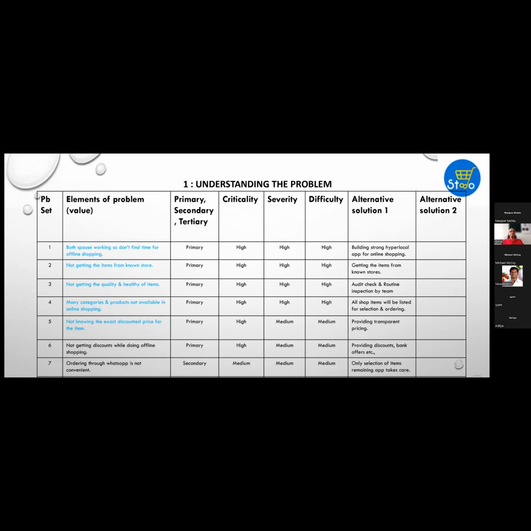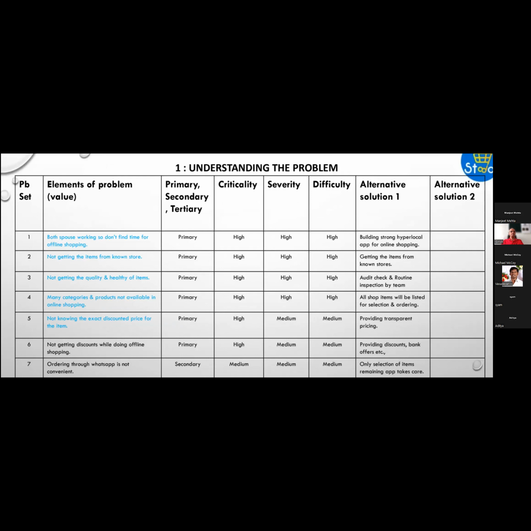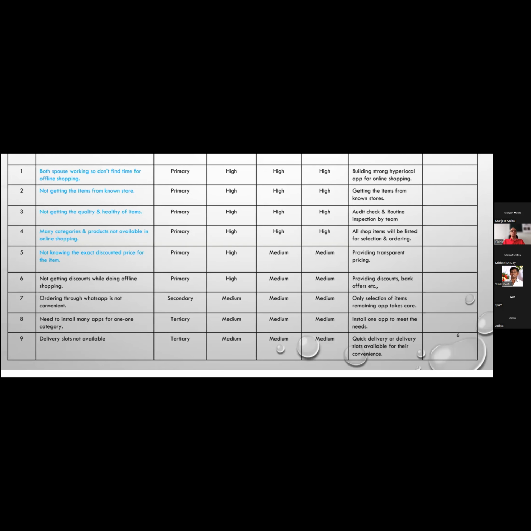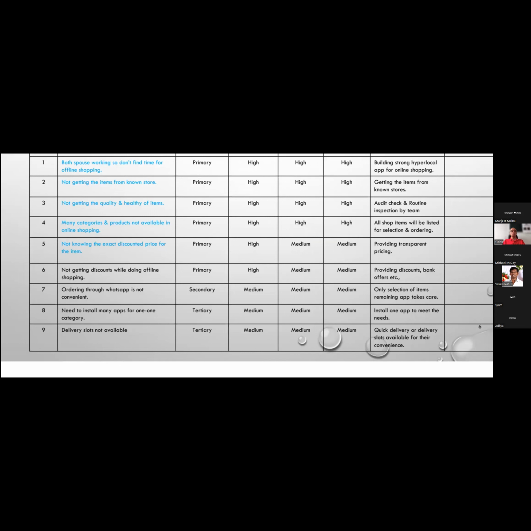So the problem is both the spouses are working, so they don't find time for offline shopping, and they will not get the items from their known or customized store, and they will not get quality or healthy items. And many of the categories are not available in present online shopping, and they do not know the exact discounted price. When they do offline shopping, each store will give one discounted price, and they're not getting any discount.